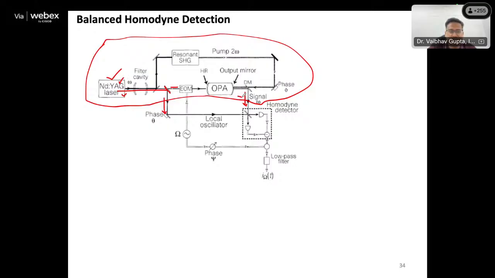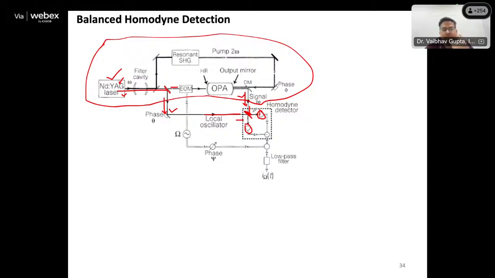Now the signal is coming from here, and this is the local oscillator coming, right? That is the local oscillator. Now here we have the same beam splitter, which I was telling you. The interference will happen here. From here the signal is coming, and from here your local oscillator is coming. After this we have two detectors. So in these two, at the beam splitter, interference will happen.